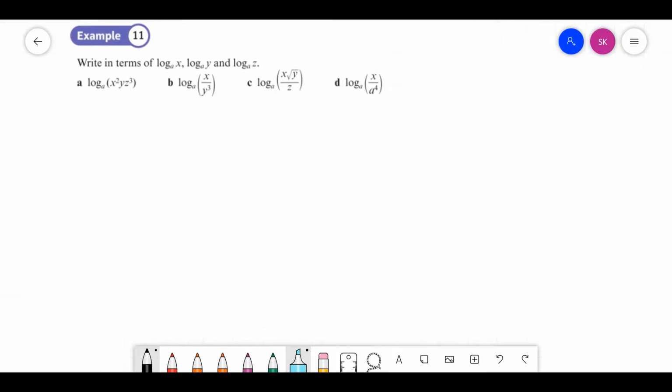So this is kind of just the opposite way around to what we were doing then. You need to write in terms of log base a of x, log base a of y, and log base a of z, each of these logs. So pause the video and have a go at doing that, and when you're ready, press play to see how I do it.